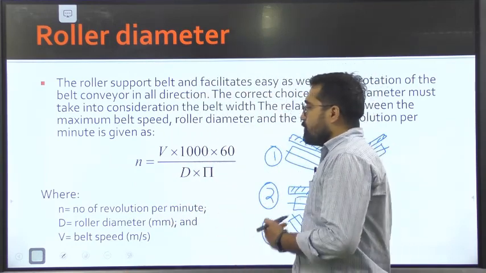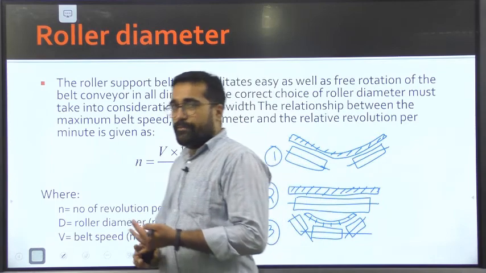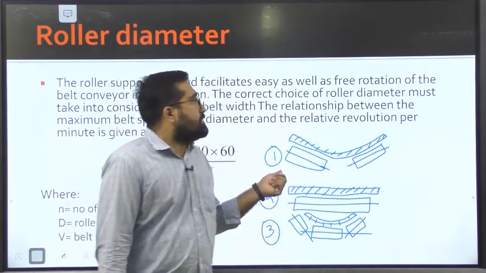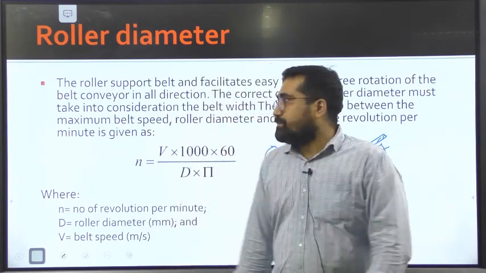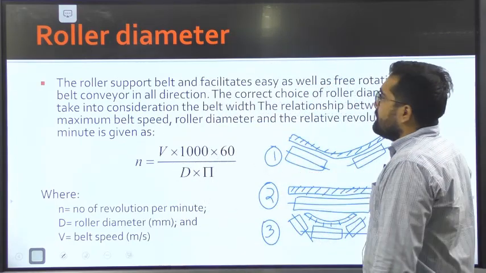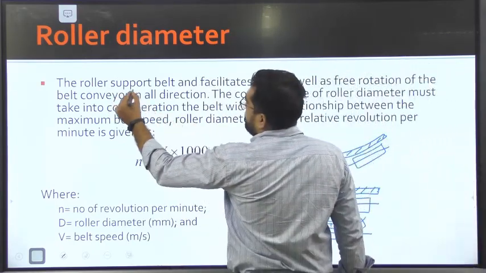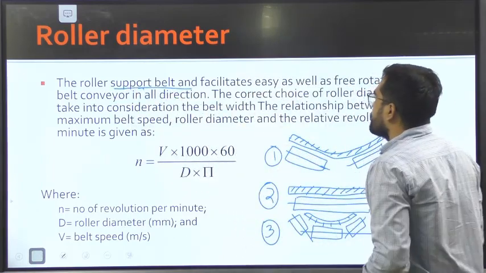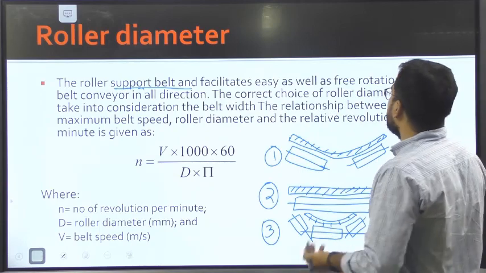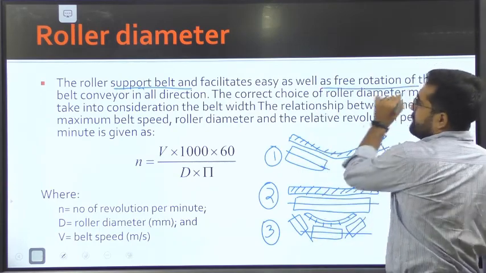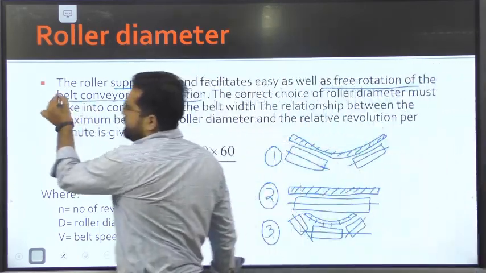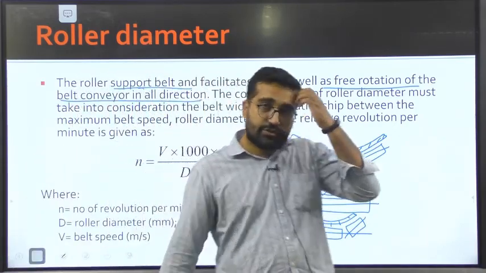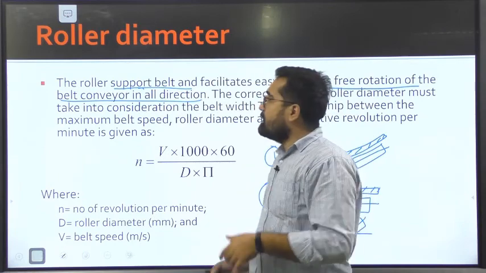So for rollers, what is important? Diameter is important. How to find out the diameter of this roller? A roller supports the belt and facilitates it. What is the purpose of a roller? It supports the belt and facilitates easy as well as free rotation of the belt conveyor in all directions. In any direction, rollers will facilitate the easy rotation of the belt conveyor, and it also supports the belt.